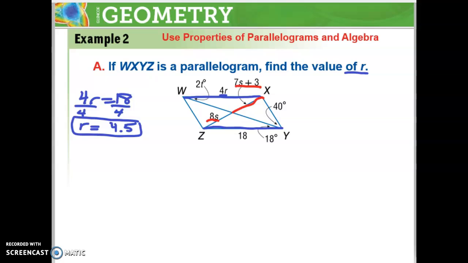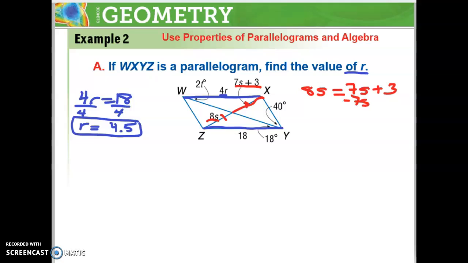And what do we know about the diagonals? So this is our diagonals. We know that this side is going to be equal to this side. So basically what we're going to do is take 8s and set it equal to the other side, which is going to be 7s plus 3, okay? It looks almost like I said 85 here, but I apologize on that part.